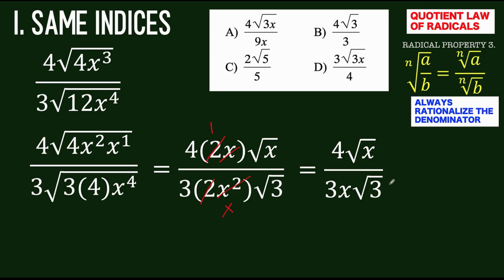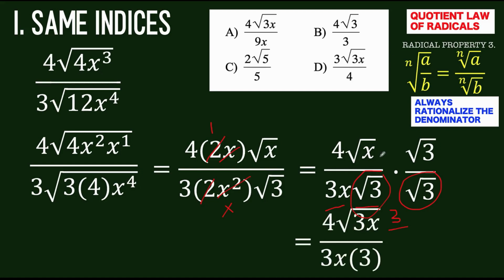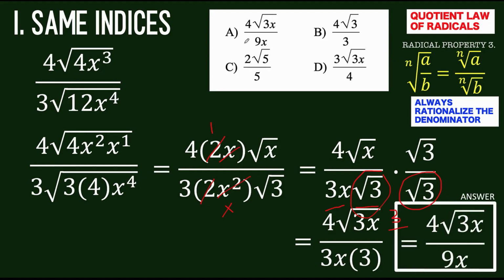But this is not yet our final answer because there's still a square root of 3 in the denominator. So we rationalize the denominator by multiplying both the numerator and the denominator by square root of 3, because square root of 3 times itself is equal to 3. And so in the denominator, we have 3x times 3, which is equal to 9x. And then we just simplify the numerator. 4 times square root of 3x over 9x. And that is letter A.